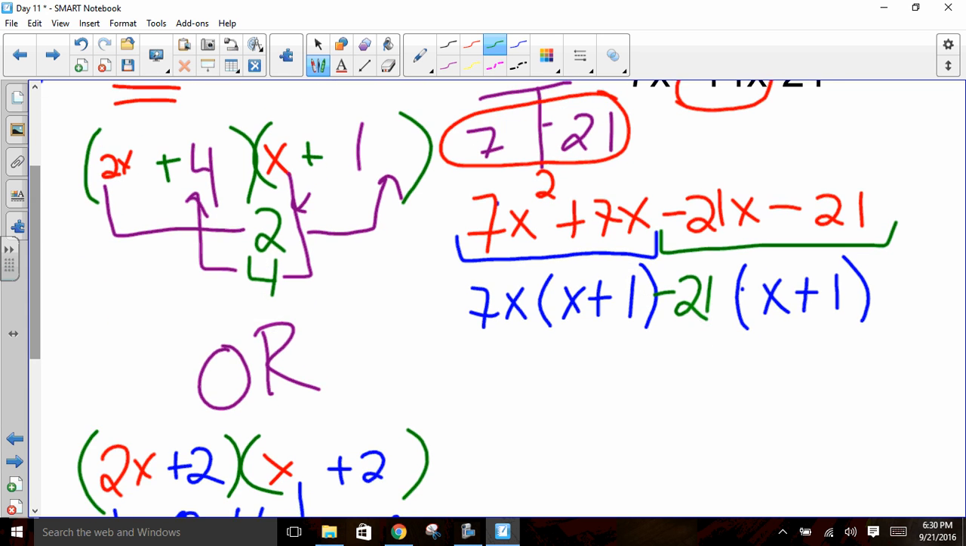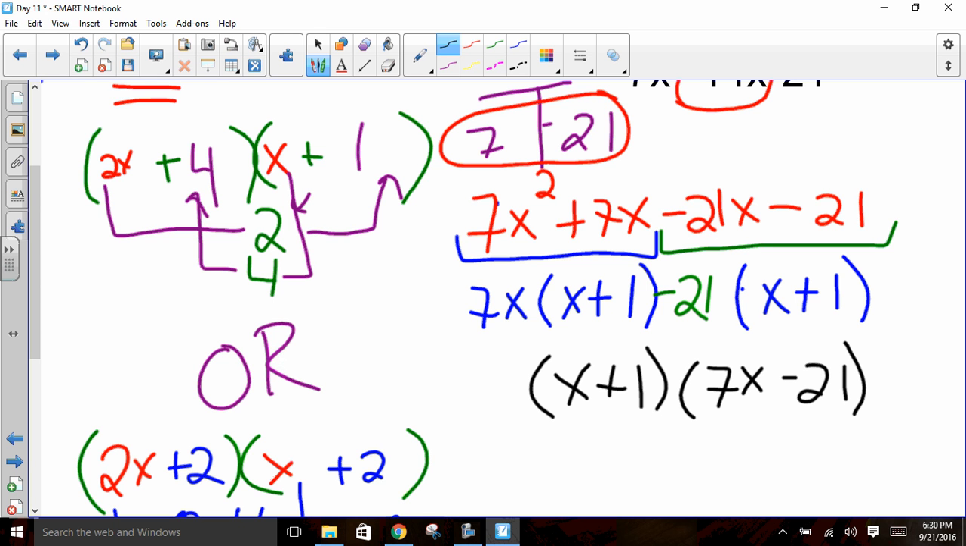My last little step here, my answer will be one of the copied group, because you know I had to take that x plus 1 and copy it over. And then the other will be the 7x together with the negative 21.